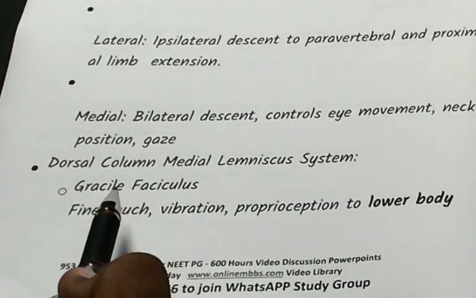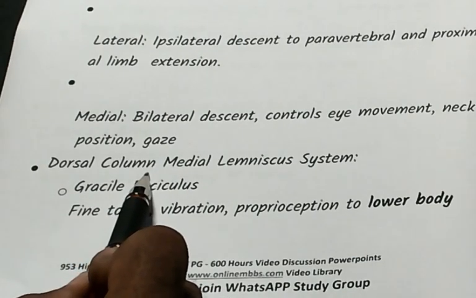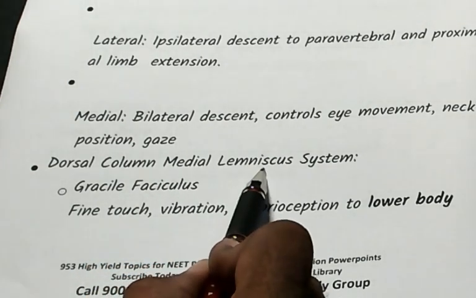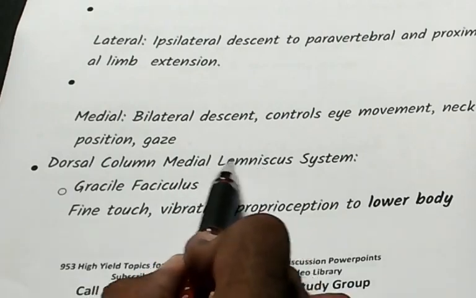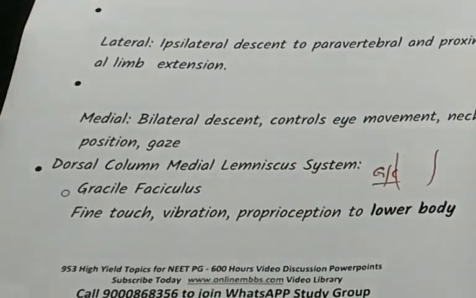Now doctor, you have the dorsal columns, right? Gracile fasciculus and cuneate fasciculus. Where will they end in the medulla? In the lower part of the medulla, these tracts will end in medial lemniscus. In the spinal cord, it is the gracile and the cuneate.